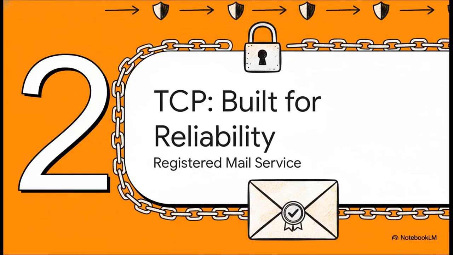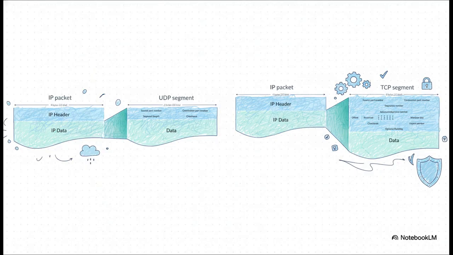All right, now let's talk about our other shipping company, TCP, the Transmission Control Protocol. If UDP is the fast, no-frills courier, TCP is the high-security, registered mail service with delivery confirmation. It makes an absolute guarantee that your data will arrive and that it will arrive perfectly. I mean, just look at the difference here.